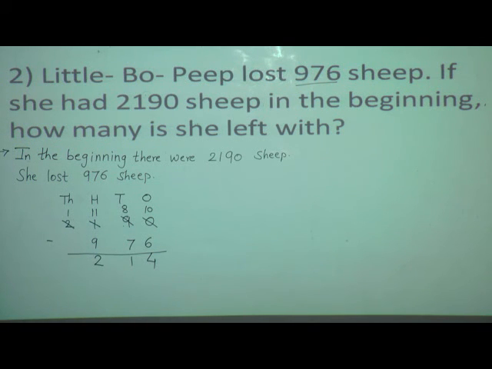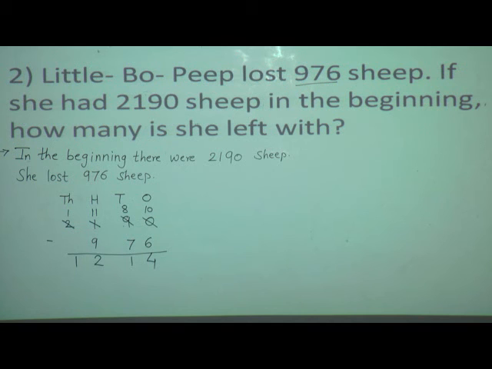Now see the thousands place column. Here only 1 is there and here nothing is there. 1 minus 0 is equal to what? 1. So what will be the answer? The answer is 1214.